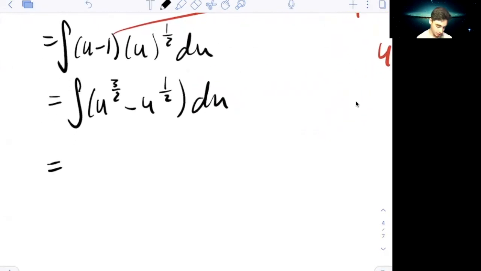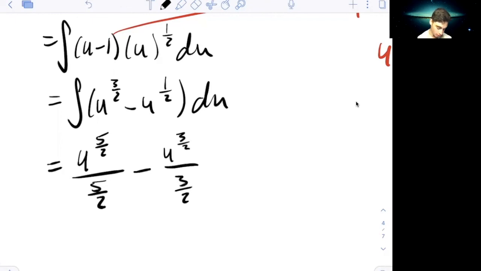All right, so now time to find the integral. So that equals, okay, so we have to add 1 to the exponent when we're finding the integral. So plus 2 over 2 is 5 over 2. So u to the 5 over 2 divided by the exponent, 5 over 2, minus, same thing here, u to the 3 over 2 over 3 over 2 plus c.